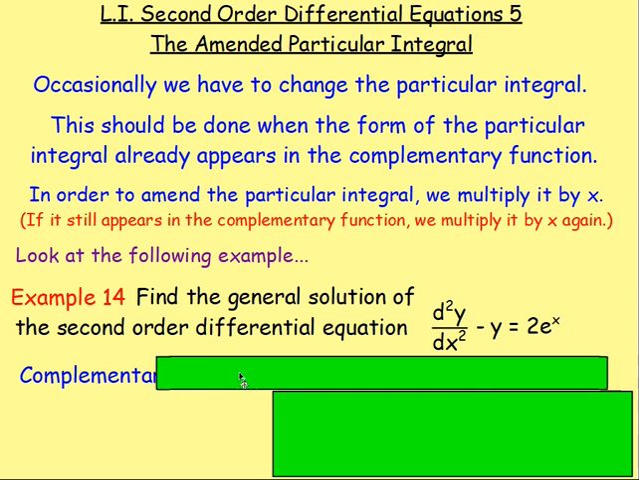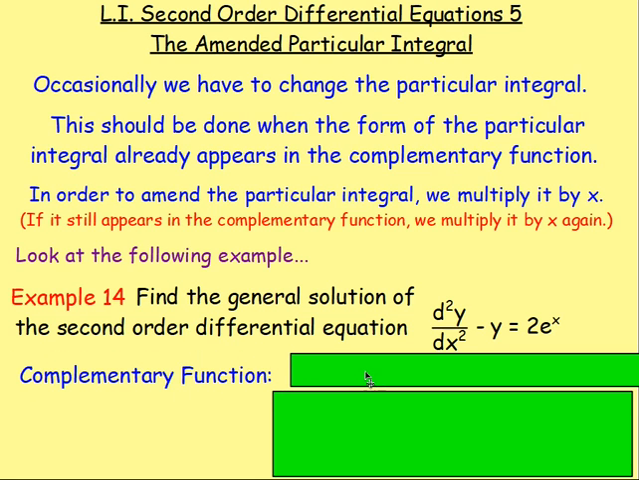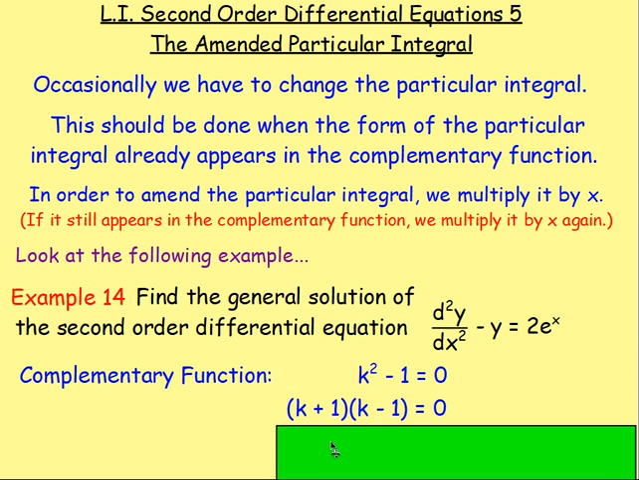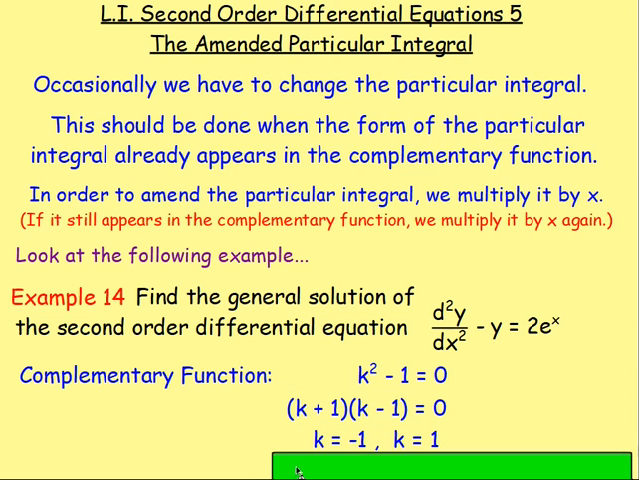Perfect, you would come up with the complementary function. And to get the complementary function, you think of your auxiliary equation. So you take the coefficients of d2y by dx squared, dy by dx and y. And we have 1 d2y by dx squared, so that'll be 1k squared. We've got 0 dy by dx, and we've got minus 1y, which will be minus 1 in the auxiliary equation. If we were solving that, we would factorize, so we get k plus 1, k minus 1, giving us two values of k of negative 1 and 1.